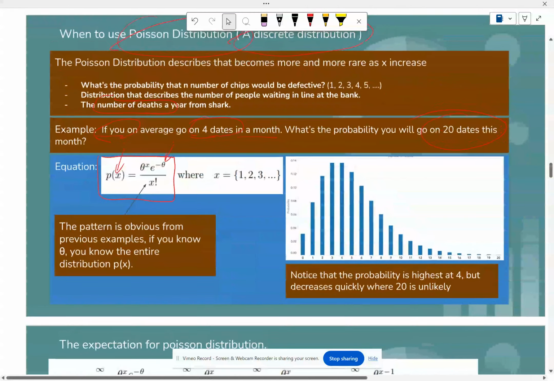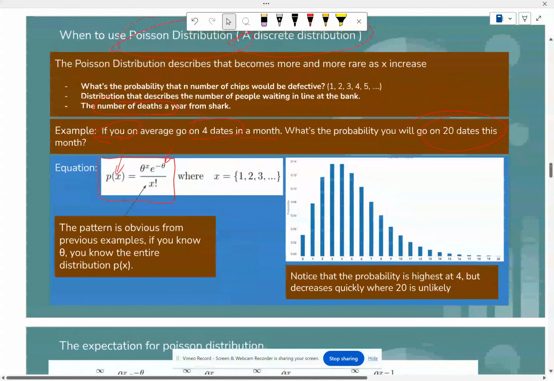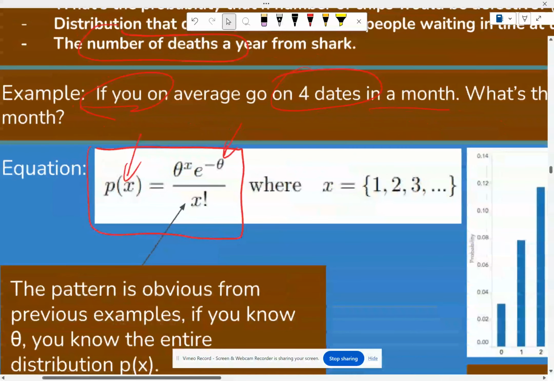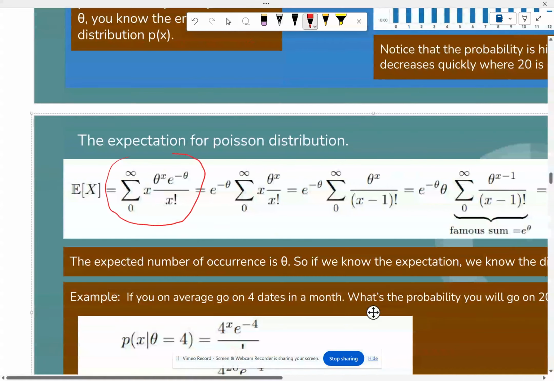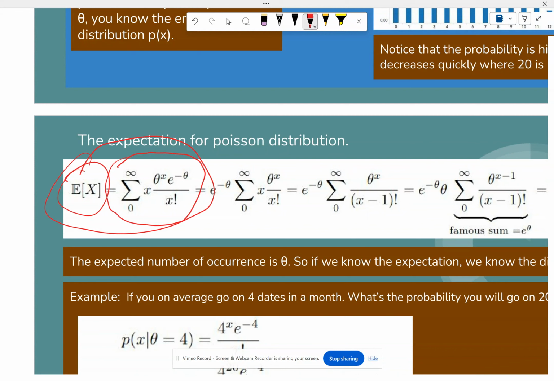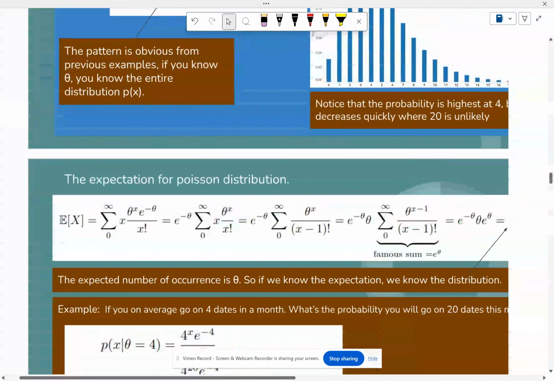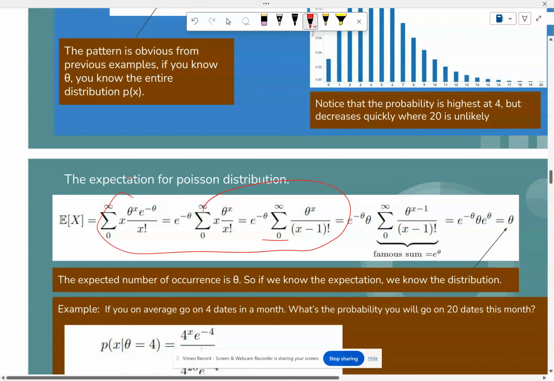So the question now is, in that case, how do you find theta? Because if you don't know theta, you don't have P of X. So step one, recognize that this is a discrete situation where as you increase the number of X, the probability drops very quickly. And step two is you want to find theta. How do you find theta? Well, if you calculate the expectation, going through a bunch of math, don't worry about the math, the point is, once you calculate the expectation, it turns out that the expectation is theta.